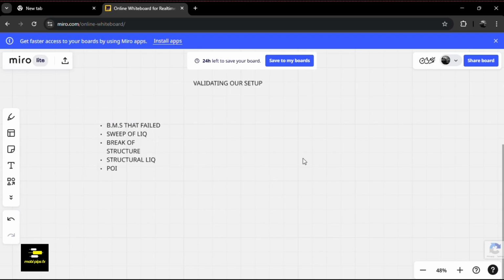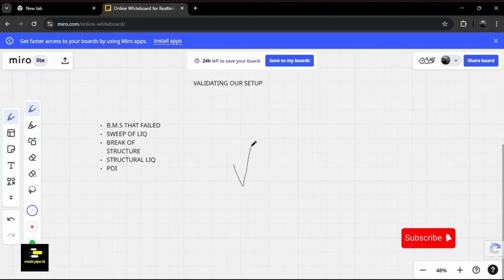So what are we saying? To validate our structure, meaning we have to make sure that our setup is golden, not to just jump at any setup. We first of all have to look for a break of structure, right? Number one, check. Let me delete this one. We are looking for a BMS that failed. That's a basic market structure that failed.